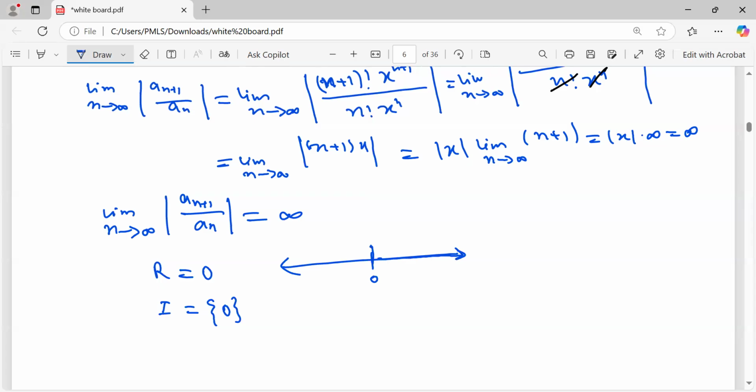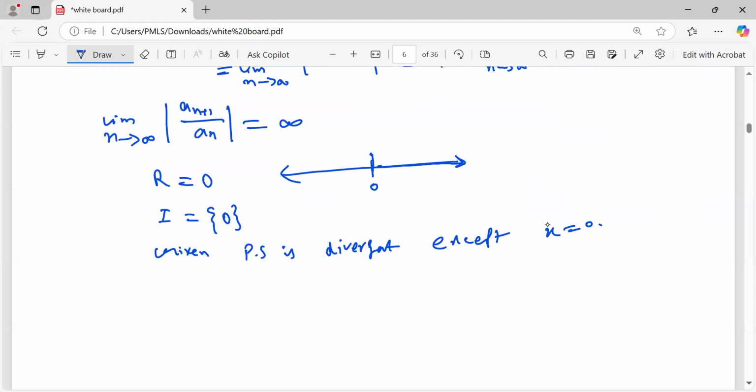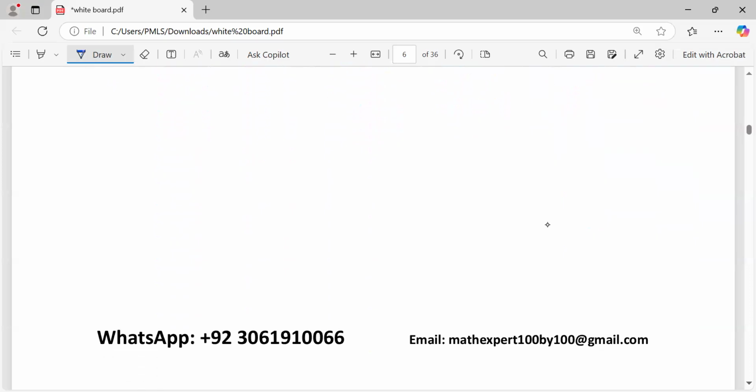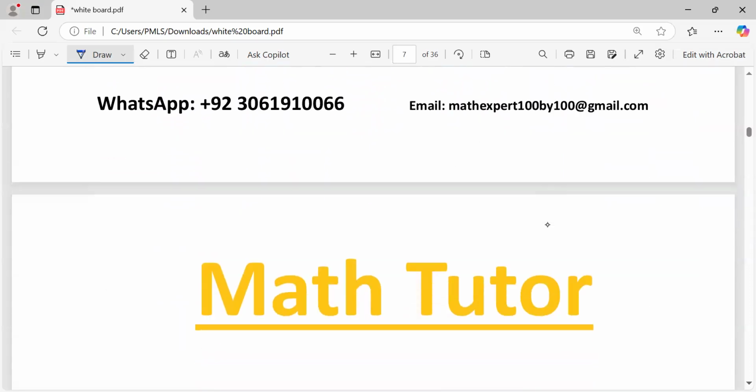So this is a way of saying that the given power series is divergent except x is equal to 0, or you can say that the given series is convergent only at x is equal to 0. So this is your own way to define convergence or divergence. Now we will take one more example.